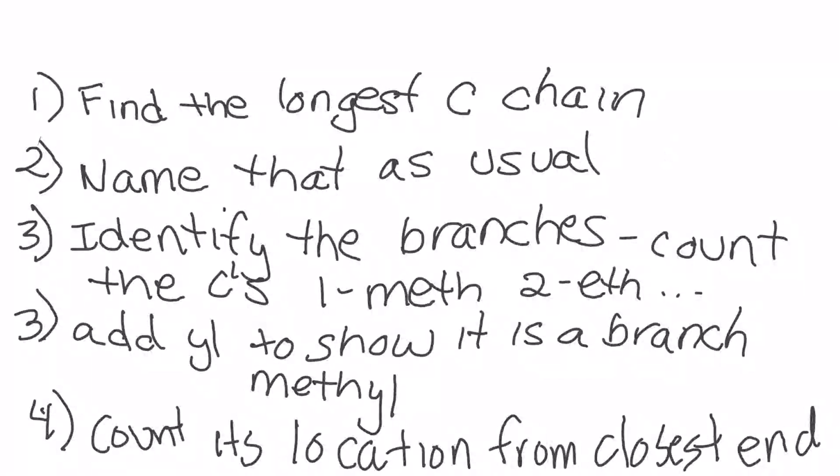After you've done that, identify the branches. You can circle them or just make a mental note of them. And look at the branches. Count how many carbons are in the branch. And we're going to use the same numbering system as we did before. 1 is for meth, 2 is for eth. But this time, we're going to add a YL to the ending. So a branch that has 1 carbon is going to be called a methyl branch. A branch with 2 carbons is going to be called an ethyl branch. So go ahead and name it with a YL ending.